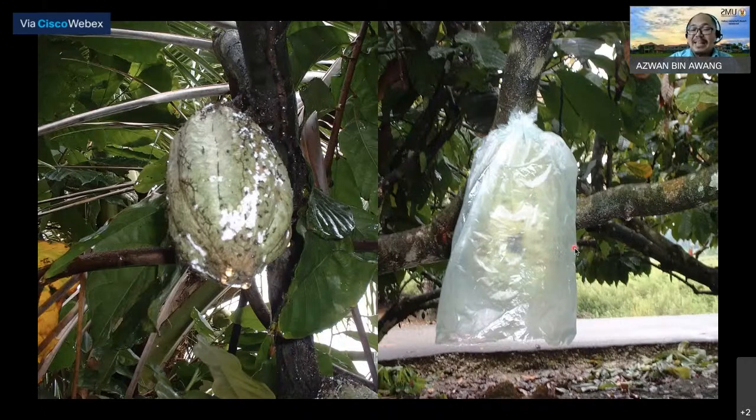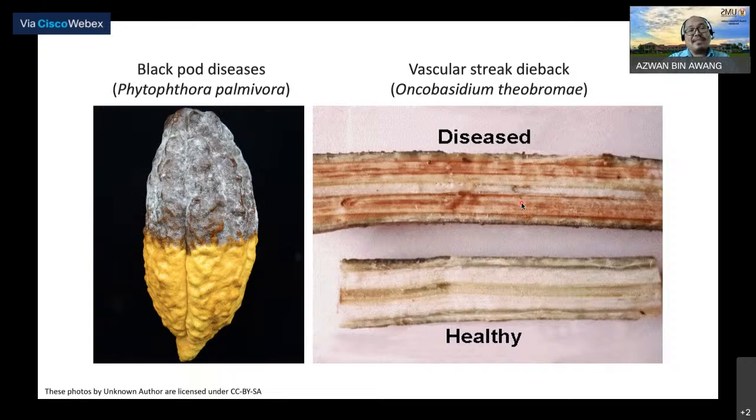Or sometimes we can see that the cocoa pods are covered by plastic. All right, so that is one of the prevention measures. Of course, we have other methods to protect the pods. We also have some diseases, black pod disease and vascular streak dieback, but these are pretty much manageable.